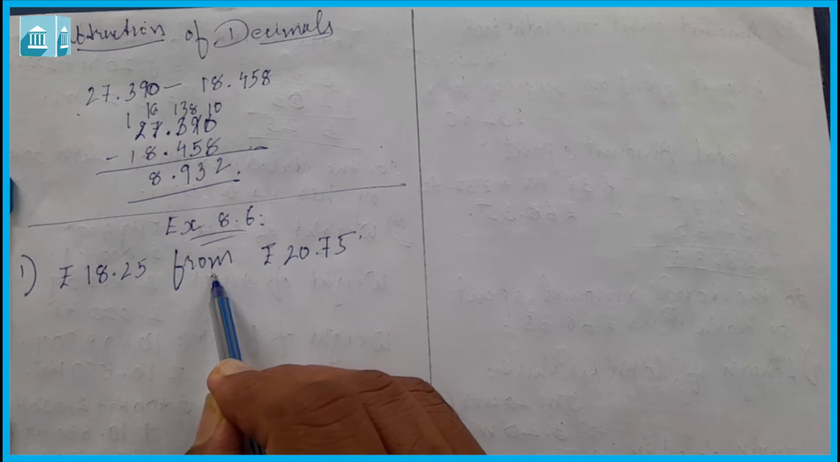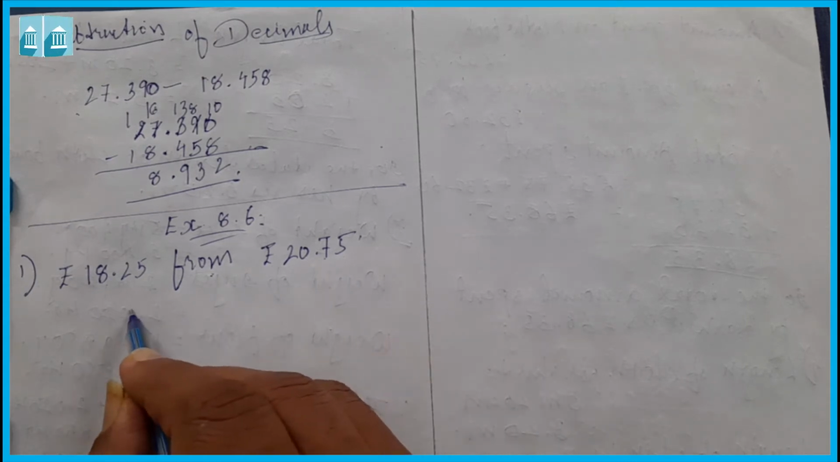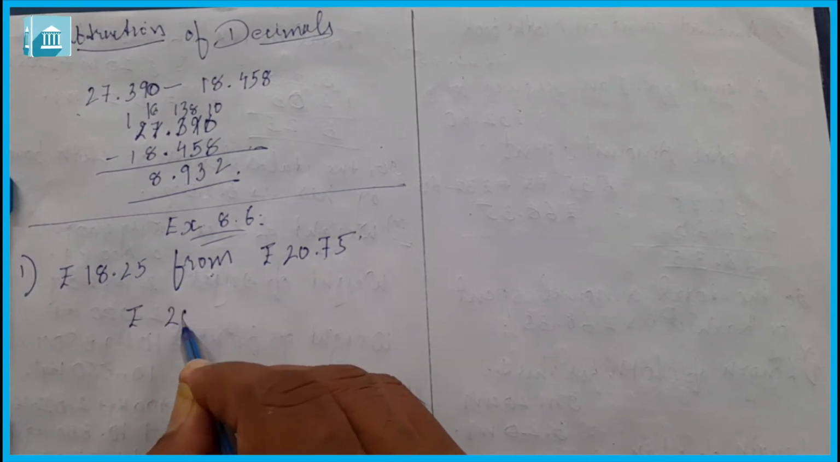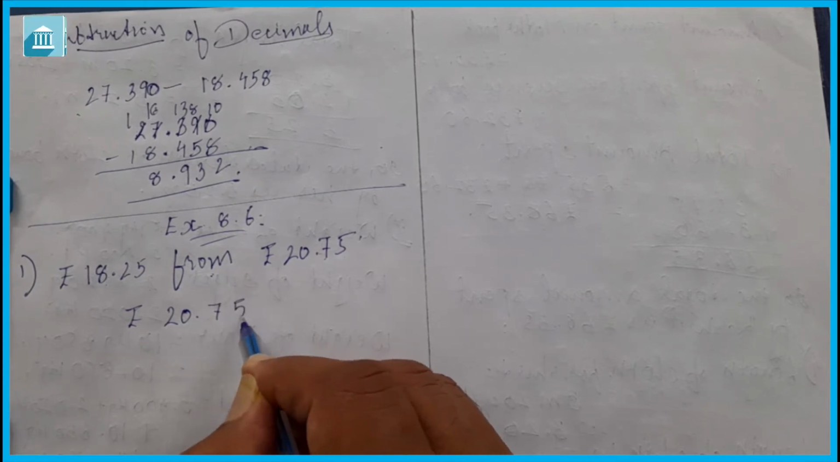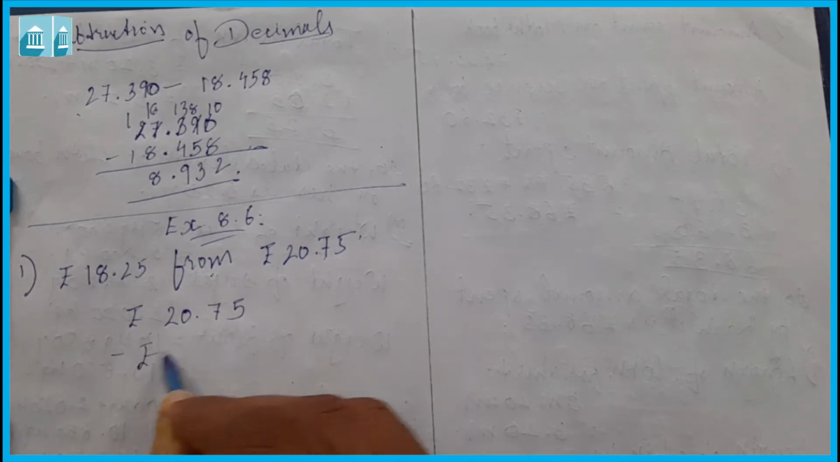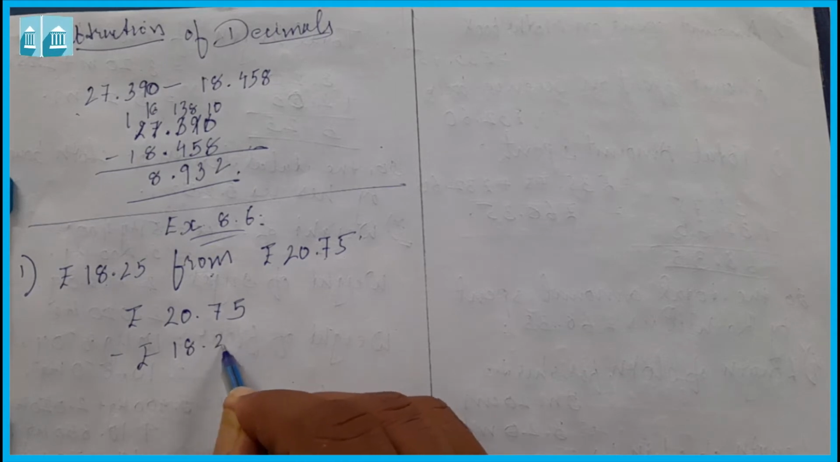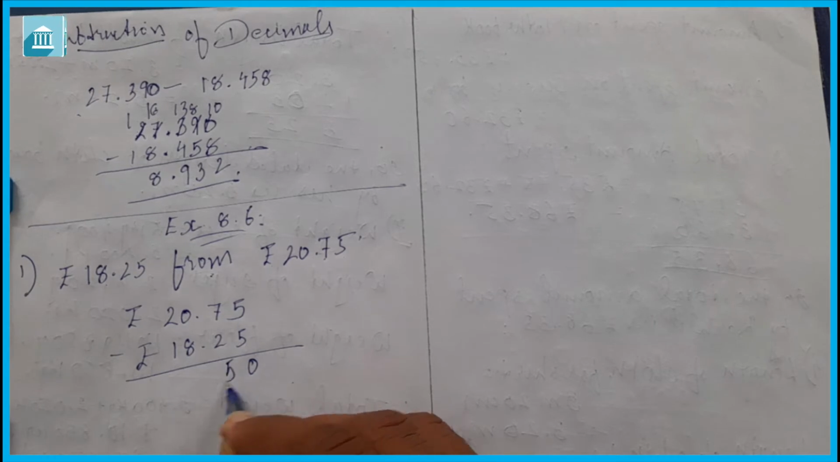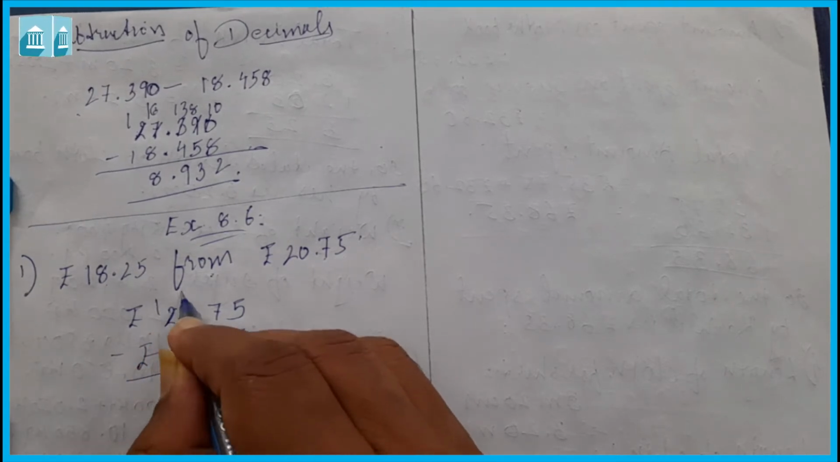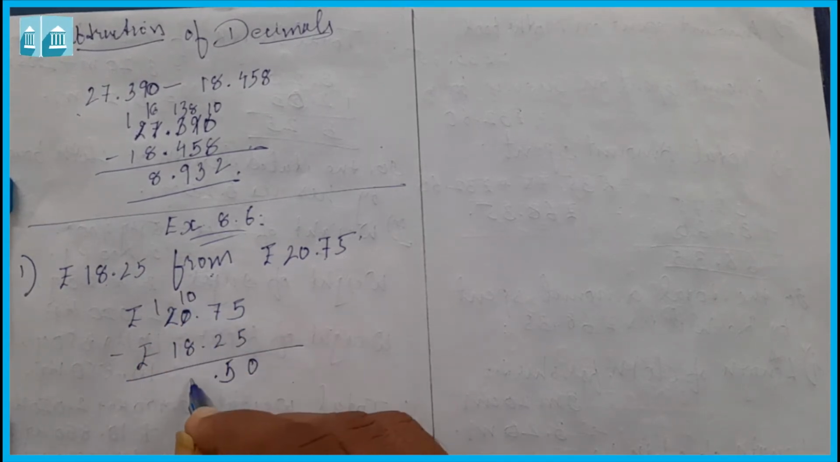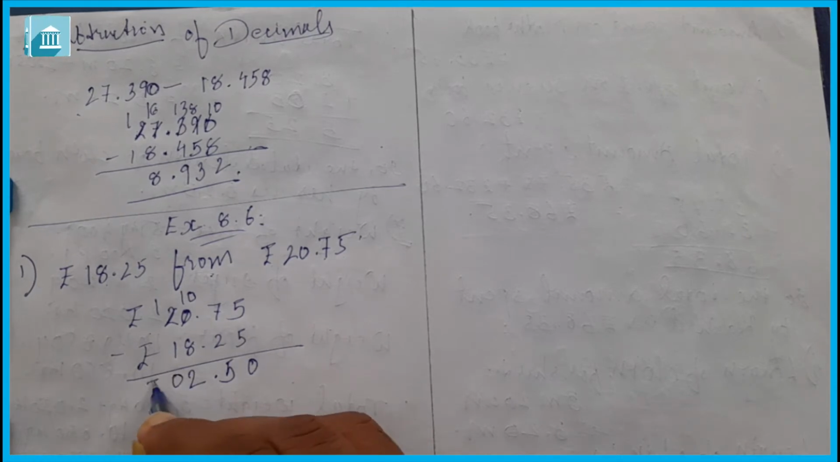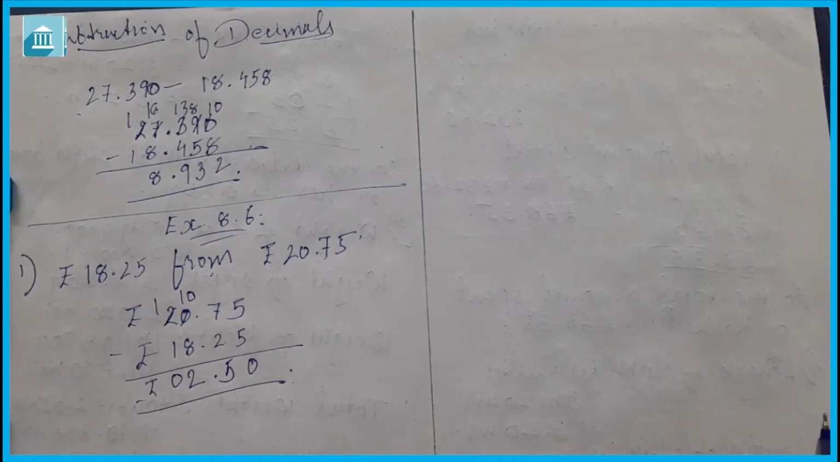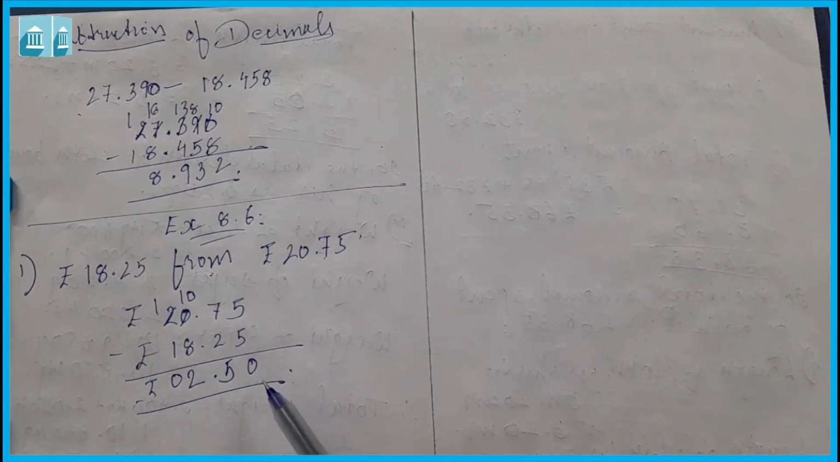Wherever 'from' is there, 'from' means that number comes first. So we can write rupees 20.75 minus rupees 18.25. 5 minus 5 is 0. 7 minus 2 is 5. Here it will be 10. 10 minus 8 is 2. So the answer is rupees 2.50.